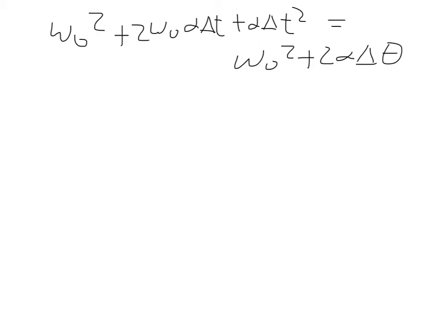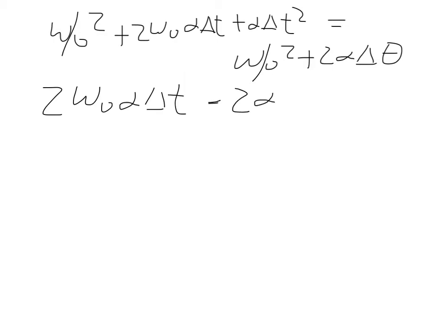This looks like a mess, but luckily a lot of stuff is going to cancel out. So the omega naught squareds are going to cancel out. That makes life a little bit easier. So now we have 2 omega naught alpha delta t is equal to 2 alpha delta theta minus alpha delta t squared. All I did was move the alpha delta t squared to the right-hand side of the equation, so now I have everything that has omega naught on the left-hand side.